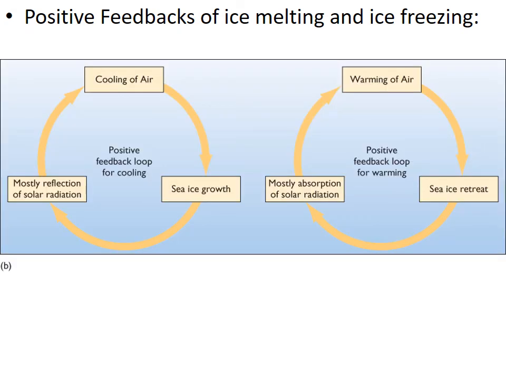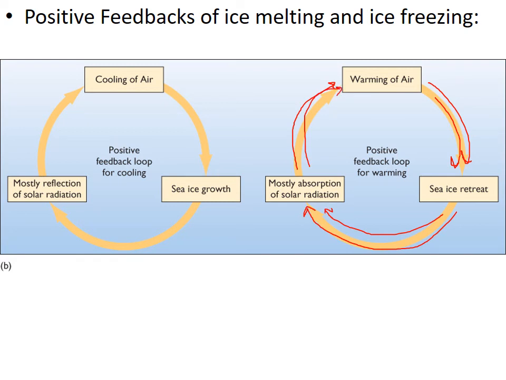So these positive feedback cycles with sea ice are represented in this diagram here, where if things are warming, that leads to less sea ice, which means more solar radiation is absorbed, which means more warming, which leads to less sea ice, and you get this positive feedback cycle going that way.